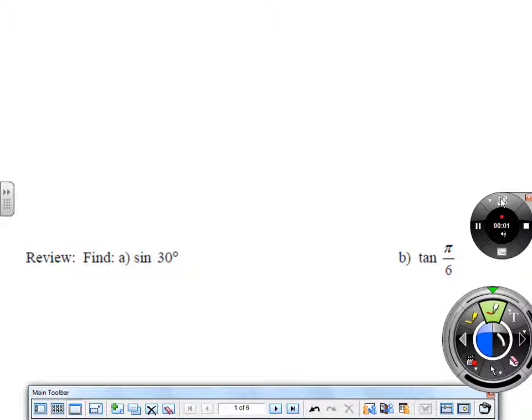Reason? Because we want to understand how what we were doing relates to the inverse. Because if we understand what the questions were that we were being asked before and how to answer them, it'll make answering the new question a lot easier. Okay? So, sine of 30.